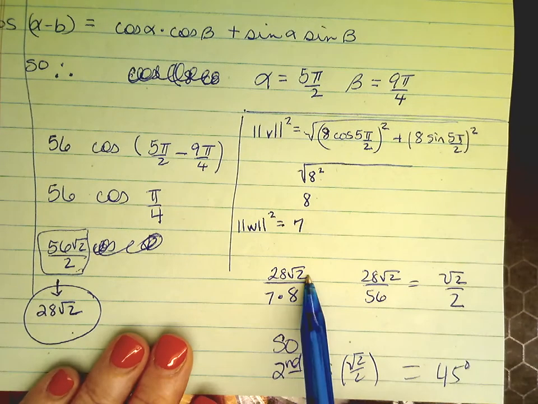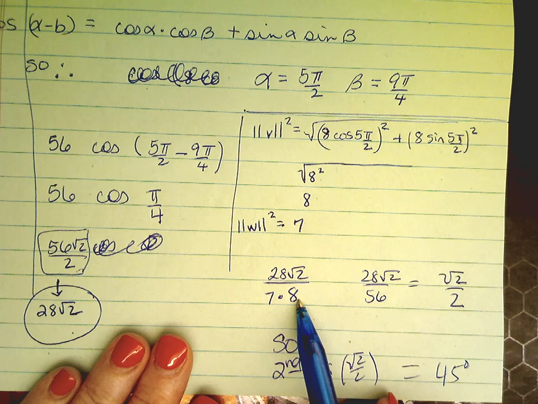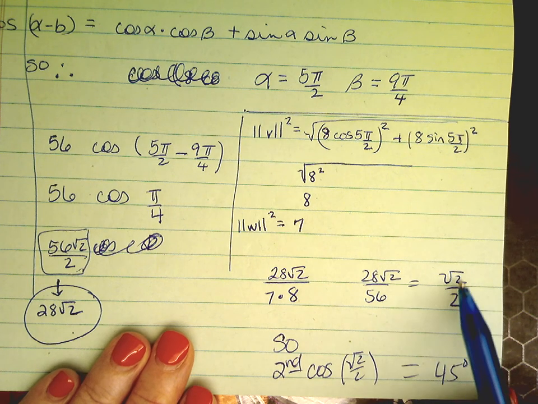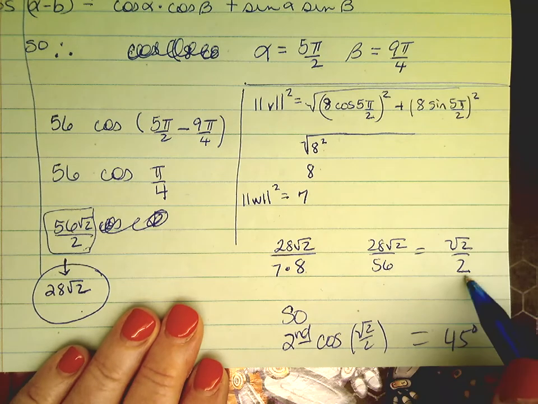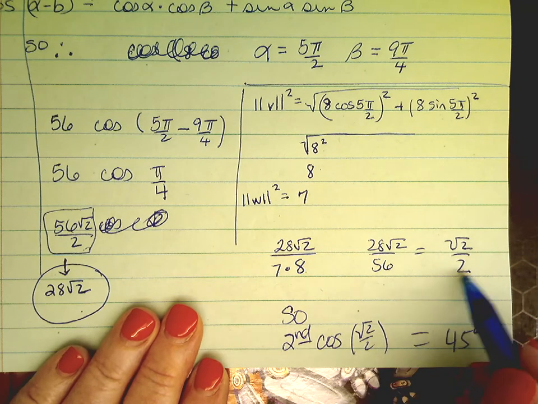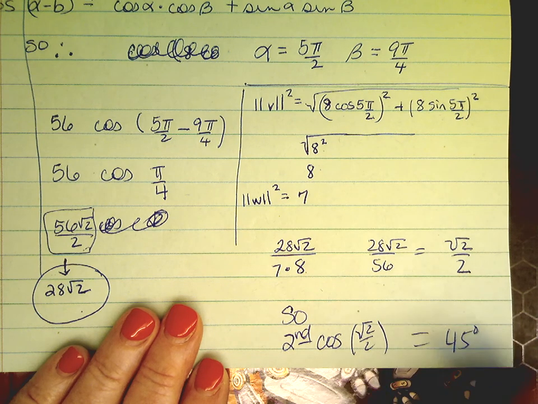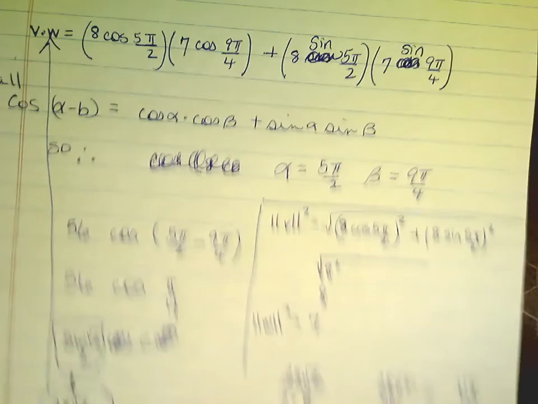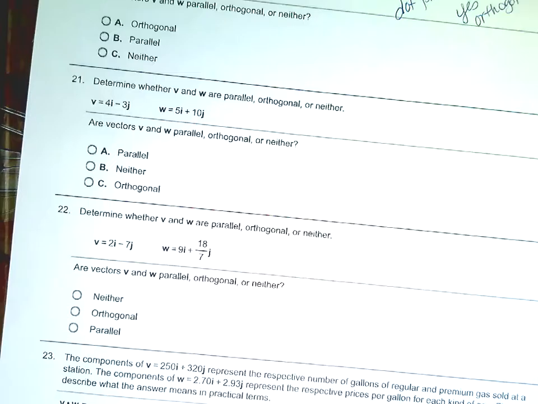So I have 28 square roots of 2, which is my dot product, over the product of my magnitudes, which is 56. I simplify that to the square root of 2 over 2. Now remember, cosine of theta is this. So I'm going to get second cosine, enter this on my calculator. My angle is 45 degrees. So this is a lengthy problem for you. I hope that you spend some time working on these.